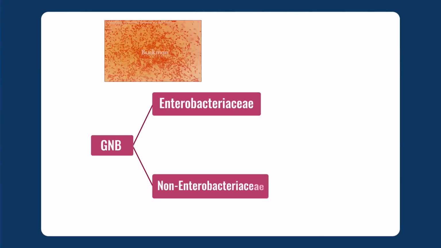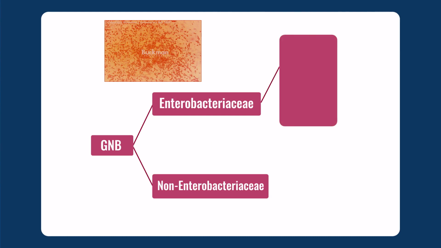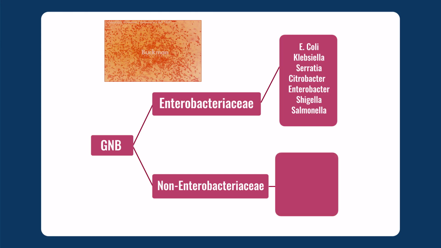Among the gram-negative bacteria, the major subgroups are Enterobacteriaceae and non-Enterobacteriaceae. Among the Enterobacteriaceae, the commonest bugs are E. coli, Klebsiella, Serratia, Citrobacter, Enterobacter, Shigella, Salmonella. Among the non-Enterobacteriaceae, which we commonly find in the hospital environment or in hospital-acquired infections: Pseudomonas, Acinetobacter, Stenotrophomonas, or Burkholderia.